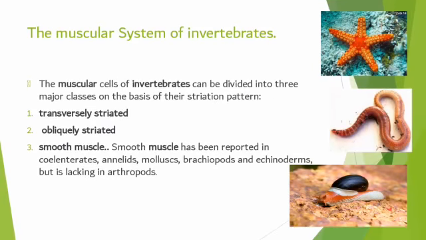Then we have the muscular system of invertebrates. Muscle cells of invertebrates can be divided into three major classes on the basis of their striation pattern: transversely striated, obliquely striated, and smooth muscle. Smooth muscle has been reported in colonies, annelids, mollusks, brachiopods, etc., but is lacking in arthropods.